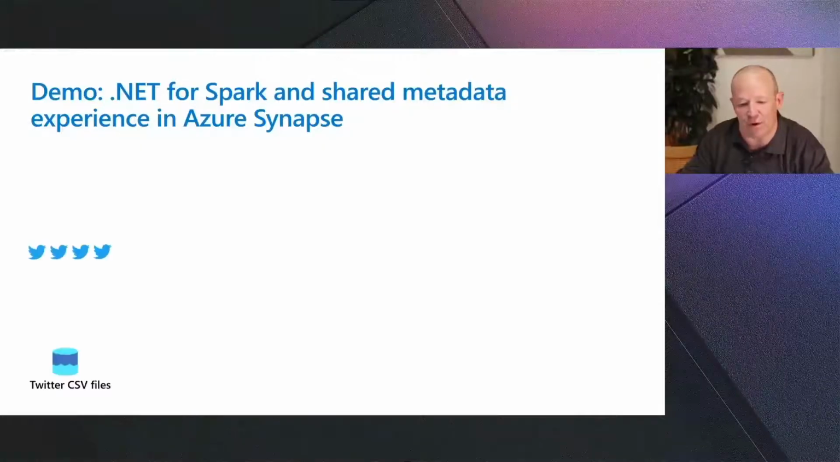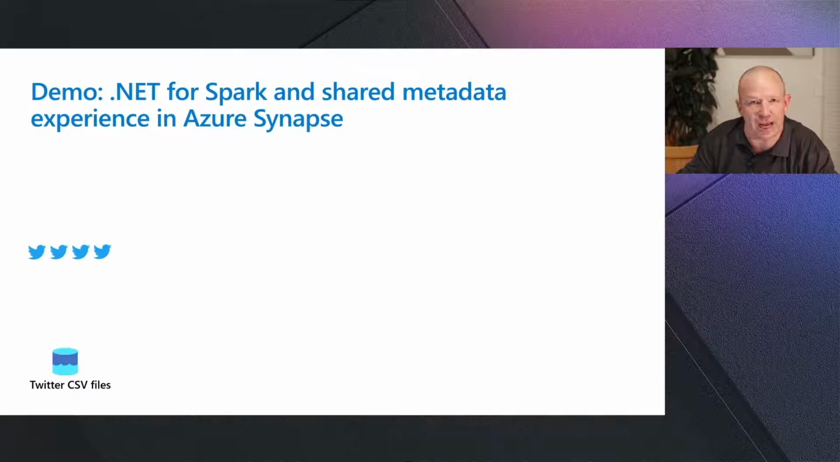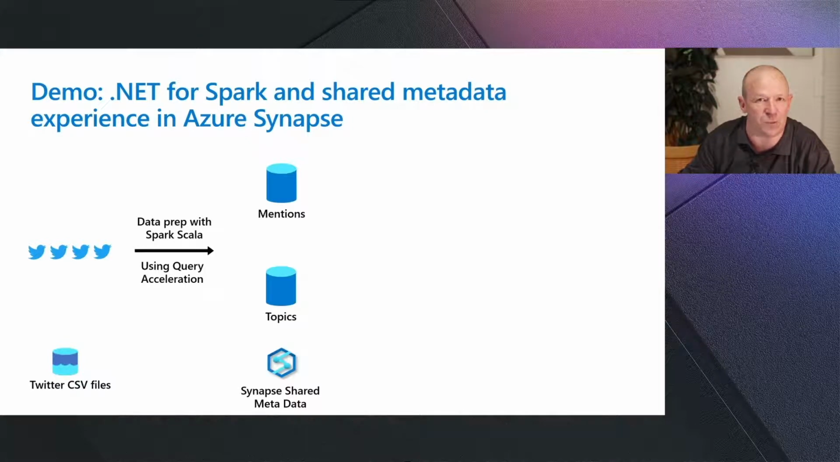We have a couple of Twitter CSV files that we have stored in Azure Data Lake Storage, and we will be using Azure Synapse to prepare the data and then do some analysis on it. We start out with using the Spark Scala experience to do the data preparation and transform the CSV files into a topics table that contains the information extracted from the tweets, what topics these tweets were about, and another table called mentions where we track who has been mentioned by whom in the tweets.